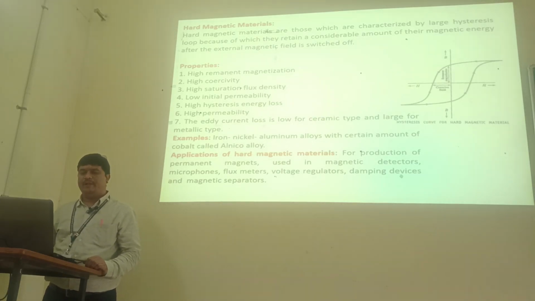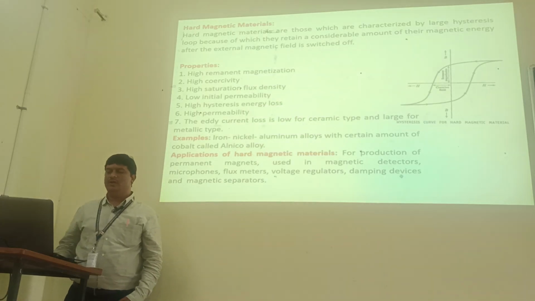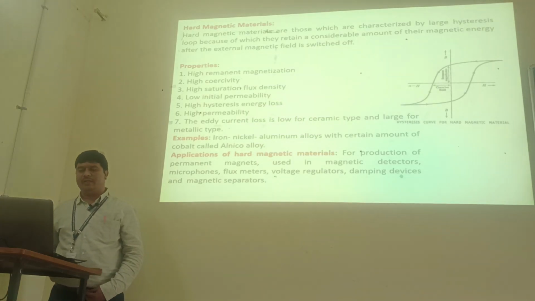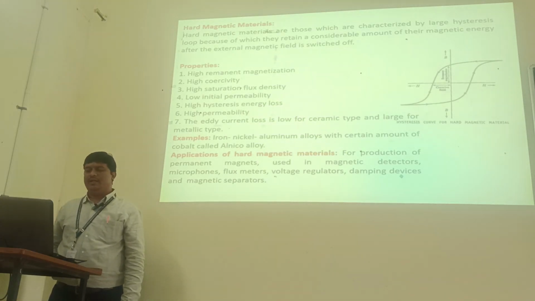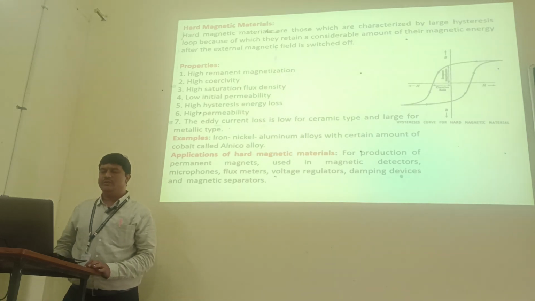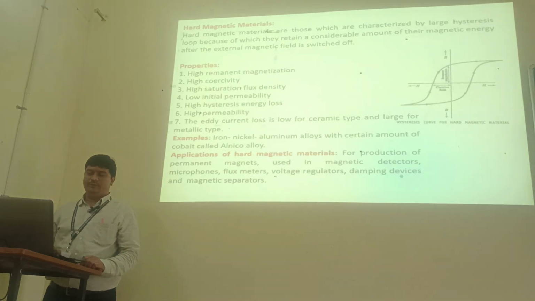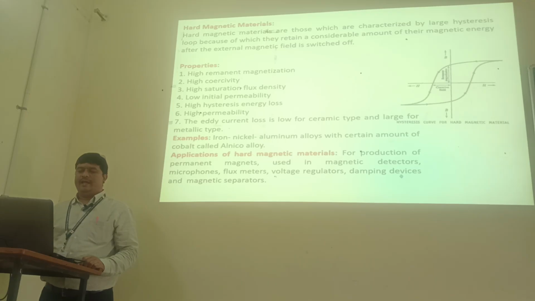Next, applications of hard magnetic material. For the production of permanent magnets, it is used in magnetic detectors and microphones, flux meters, voltage regulators, damping devices, and magnetic separators.